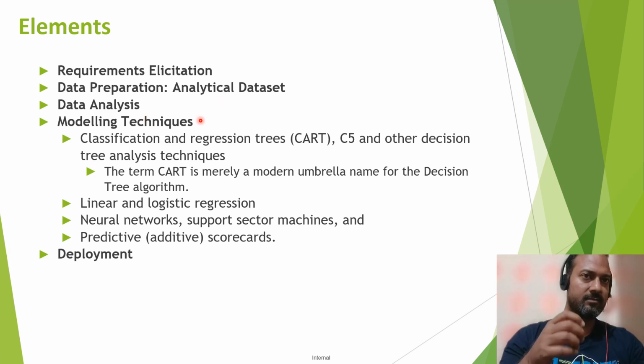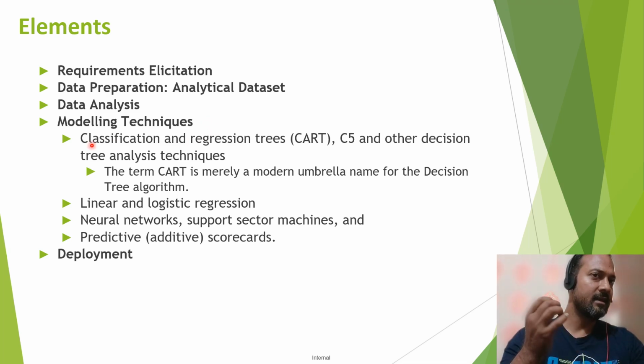Then data analysis. Obviously, we try to analyze the data, and for doing this analysis, we implement modeling techniques. Here, the modeling techniques are like Classification and Regression Trees, also known by the acronym CART, C5, and other decision tree analysis techniques. The term CART is merely a modern umbrella name for the decision tree algorithm.